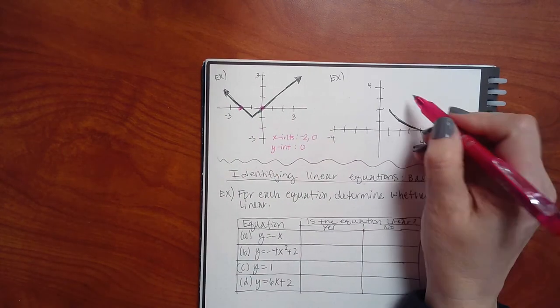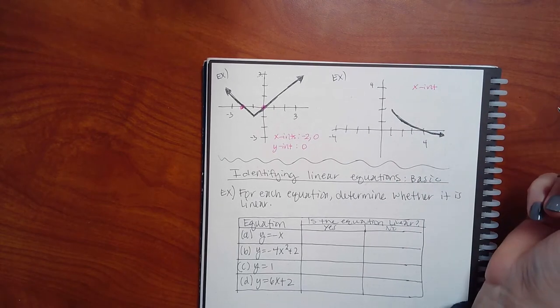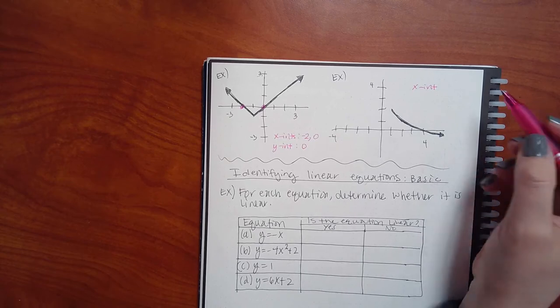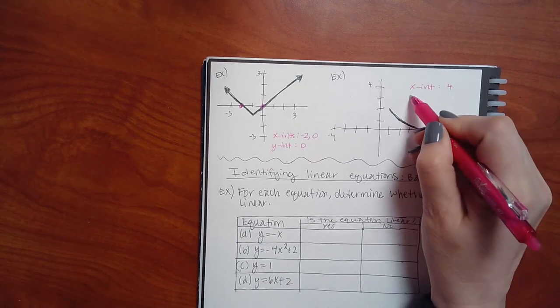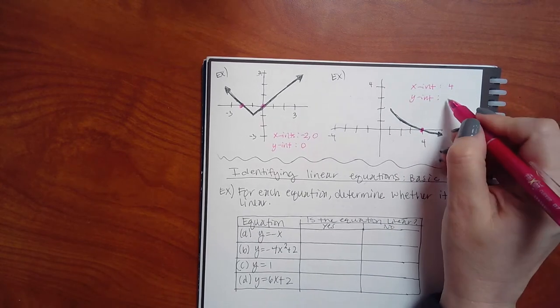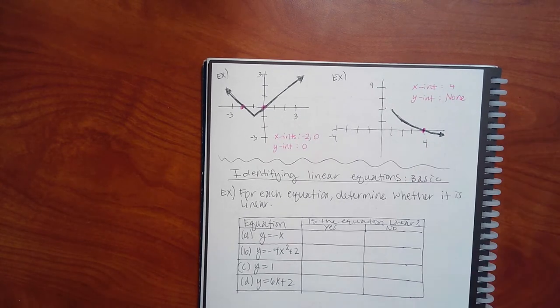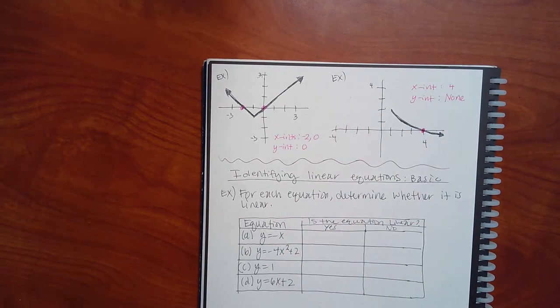Now, what about on this problem? Does it have any x-intercepts? It has one at 4, right? And then does it have a y-intercept? No. So in the computer, you just put none. Exactly. It never ever touches this line, right?